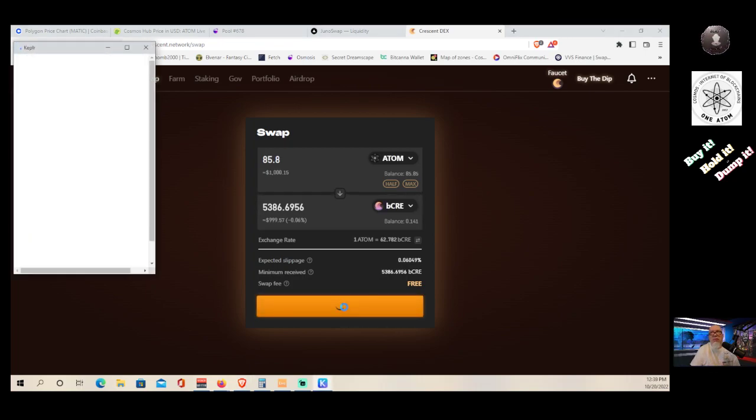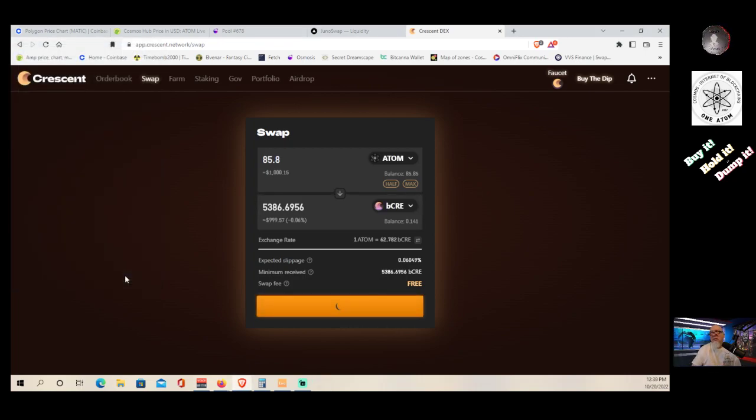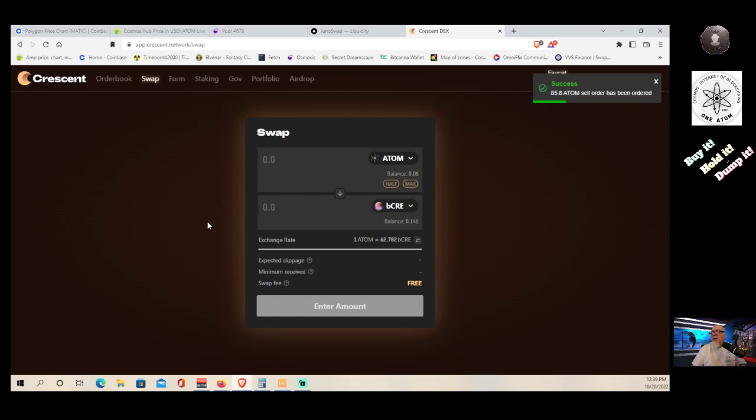That's a swap fee, so we're still good enough and close enough. Go ahead and approve it, and it's going to be making the swap right now. Now, for you to make any kind of transactions over here, you need Crescent. You're going to need Crescent. That's the native token of Crescent. Go figure. So once that's up, we made the swap.